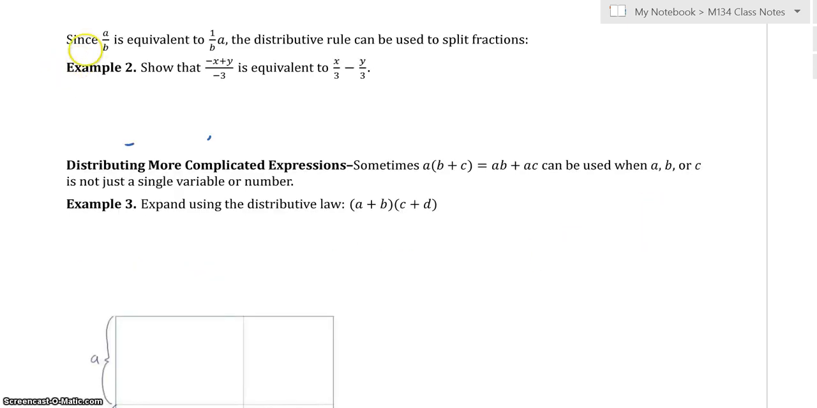When you have fractions, when you have a over b, we know that's equivalent to 1 over b times a, because if you multiply this, you put that over 1, you would get a over b. So that is the same.